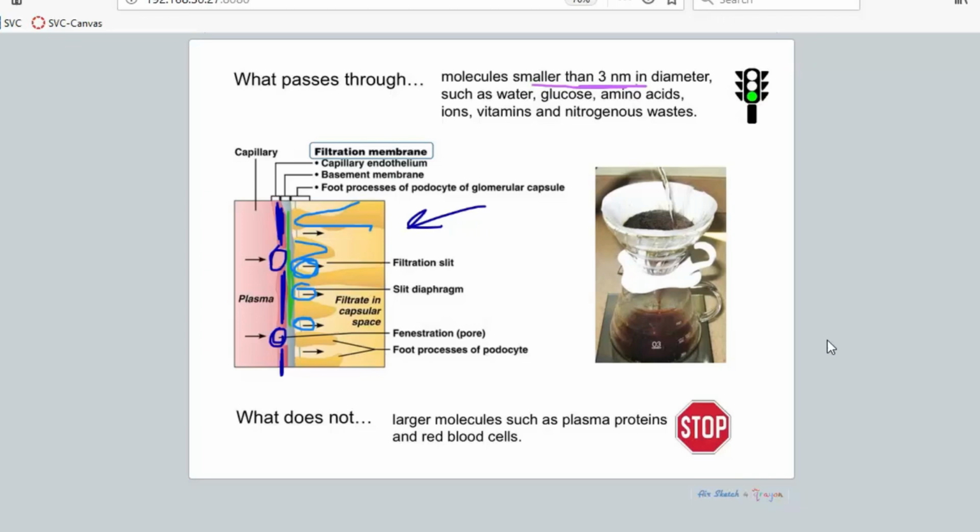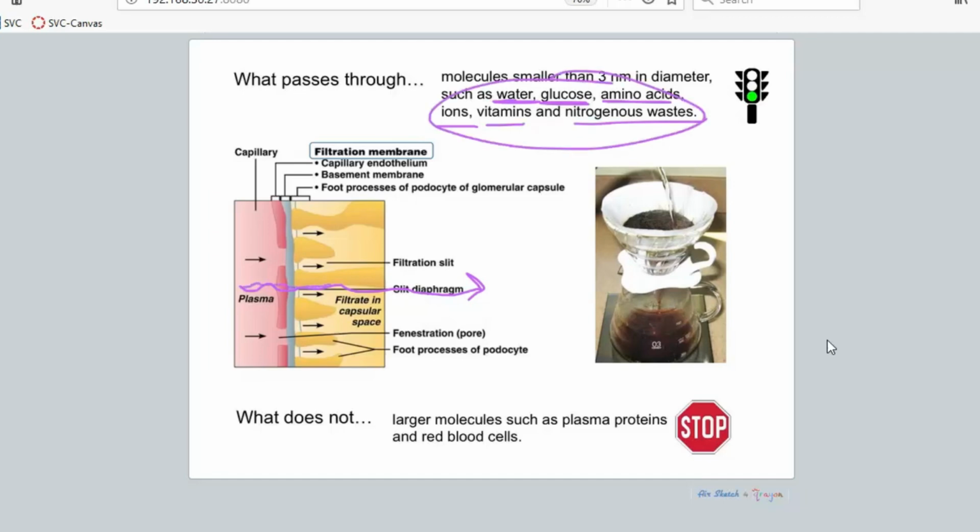So what does that mean? What does that include? Water. Water's going to pass through there. Glucose is going to pass through there. Amino acids, ions, vitamins, nitrogenous waste. All these things are small enough that they make it through this filtration membrane into the glomerular capsule and they become filtrate.